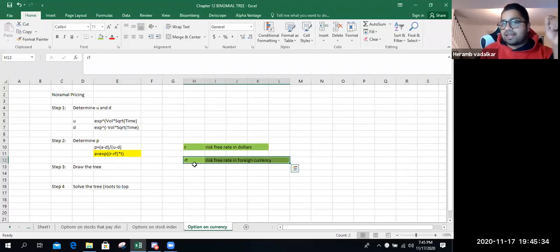And finally, if the option is based on currency, you have to again change the formula because currency has two risk-free rates: the risk-free rate in dollars, that is domestic for us, and the risk-free rate in foreign currency, that is foreign for us. So the formula for A becomes A equals exponential of (r minus rf) times t. Everything else remains the same. Any questions?